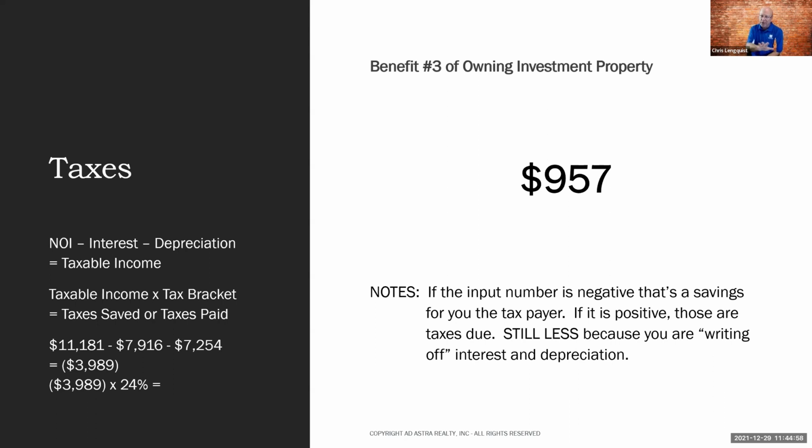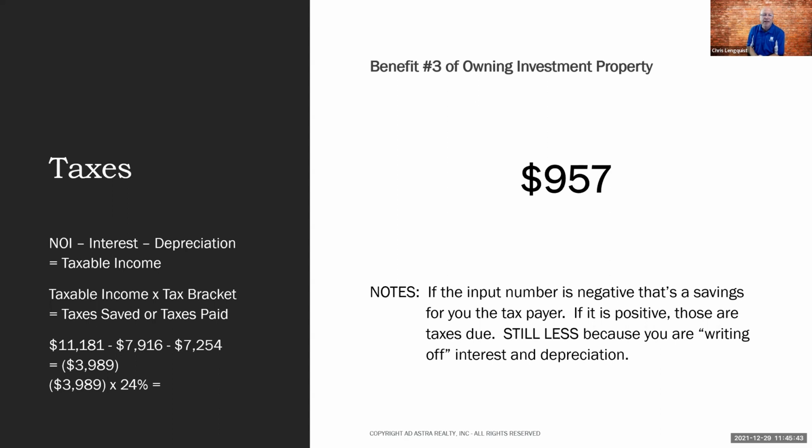Okay, so let me just slow down here just for a second and walk you through this. Our NOI was $11,181. We're going to subtract the interest we paid that we just figured out on principal reduction. By the way, you can see those on an amortization schedule. You're all realtors. If you've never looked closely at an amortization schedule, go study one. Find your productivity coach, find your team leader, find an investor, find your closing company. Go figure that out. But that's how I came up with the 7,916. And then the depreciation was 7,254. And that equaled a negative number of 3,989.